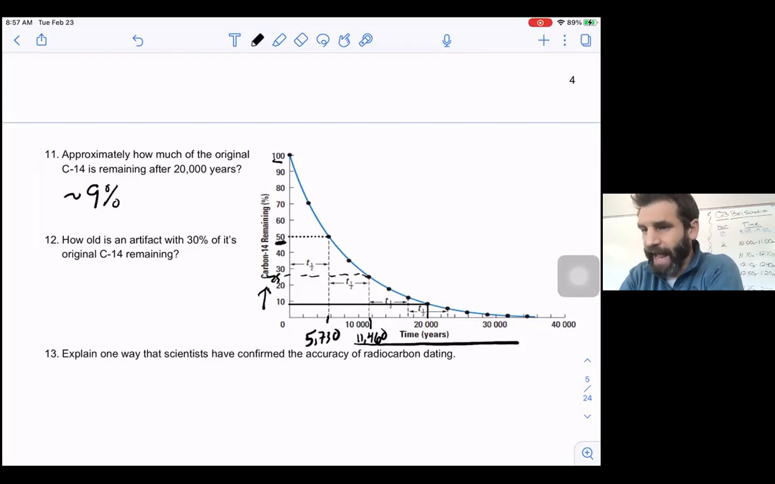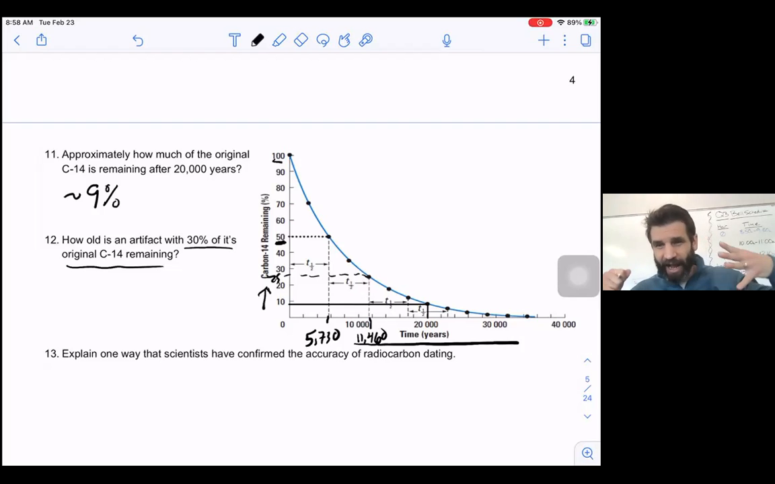So here's another way to ask this. How old is an artifact with 30% of its original carbon-14 remaining? So you're a scientist, you grab a little sample of maybe a really old what looks like a jacket or a cape, a shroud, something that would cover someone, and you take a little sample of that. You put it in your instrument, and the reading comes back that there's 30% of the expected carbon-14 is there.